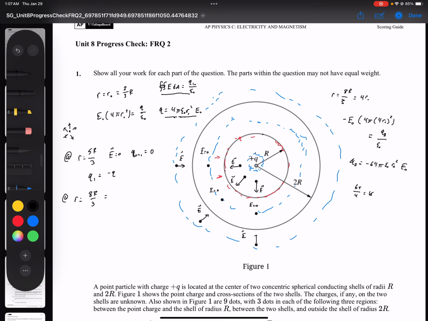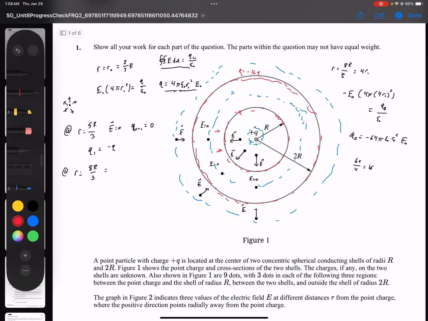So my electric field around this outermost conductor is going to be 16 times as large, but it has to be negative. So notice that we have an E field that's pointing radially inward. That means that the charge on this outermost conductor, just crunching the numbers, we know it has to be equal to negative 16Q. So I'm going to call this Q2, and it has to be negative 16Q. And then that's my answer.